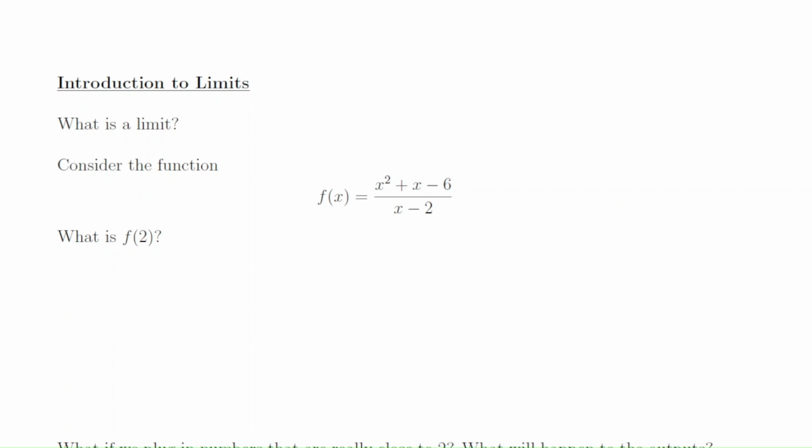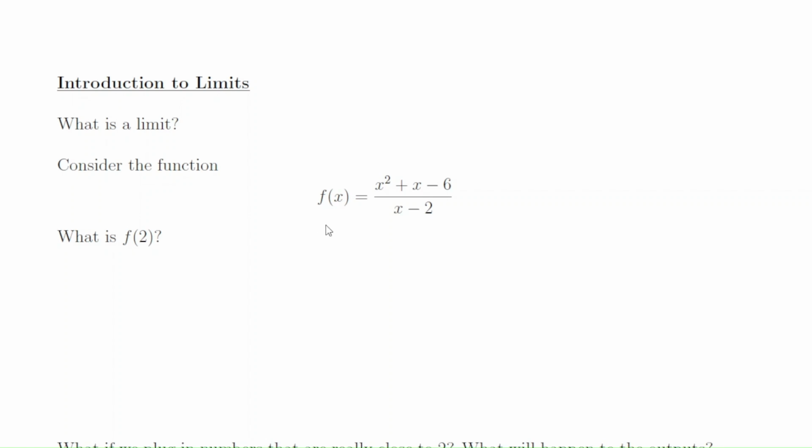And today we're going to talk about the one concept that distinguishes calculus from everything prior to calculus, and that is the concept of a limit. So if you took trigonometry or algebra, you didn't talk about limits. But as soon as you're talking about limits, that's when you know you're doing calculus. So what is a limit? Well, let's begin by way of an example.